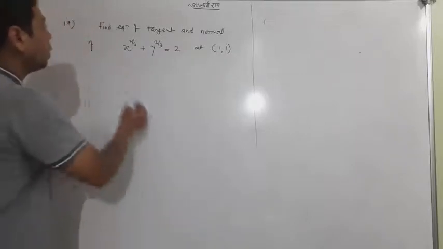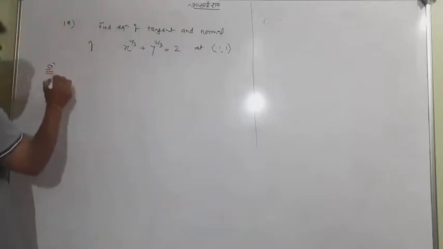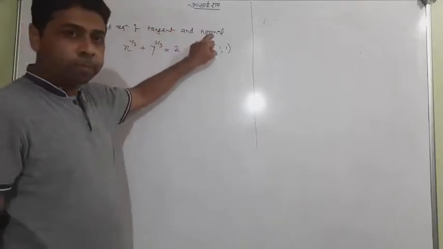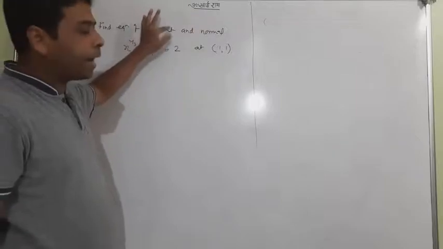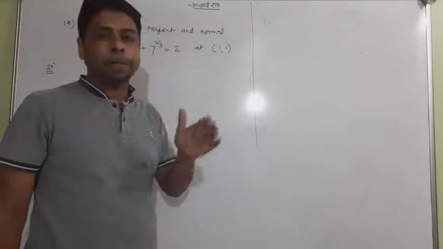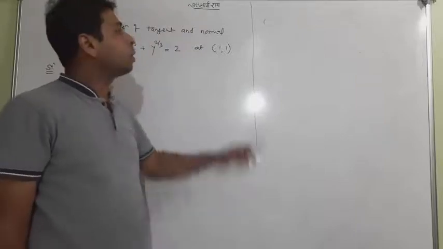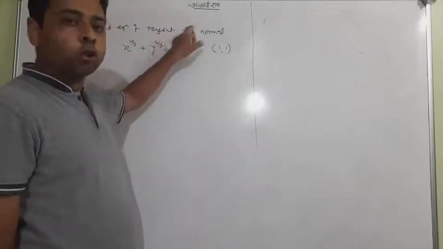Look at, I tell you what the question asks. The question says, find the equation of the tangent and normal. I again tell you that tangent and normal, they are actually lines. And as per the concept of the equation of a line, we will use it here for the equation of the tangent or the normal.